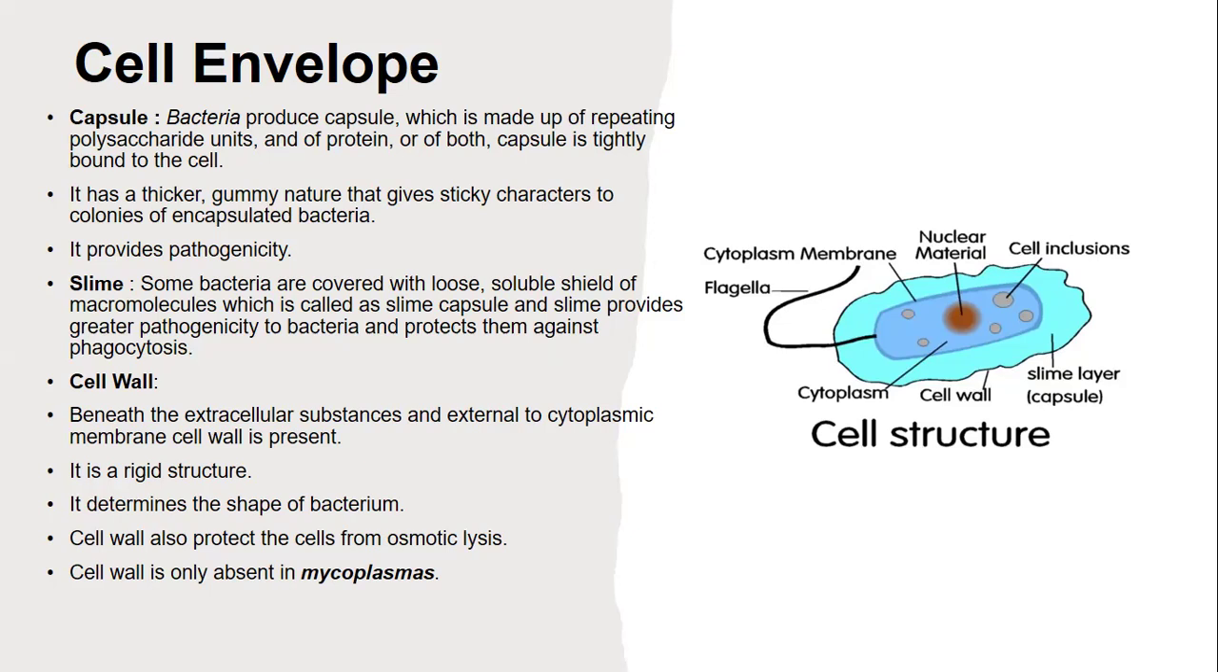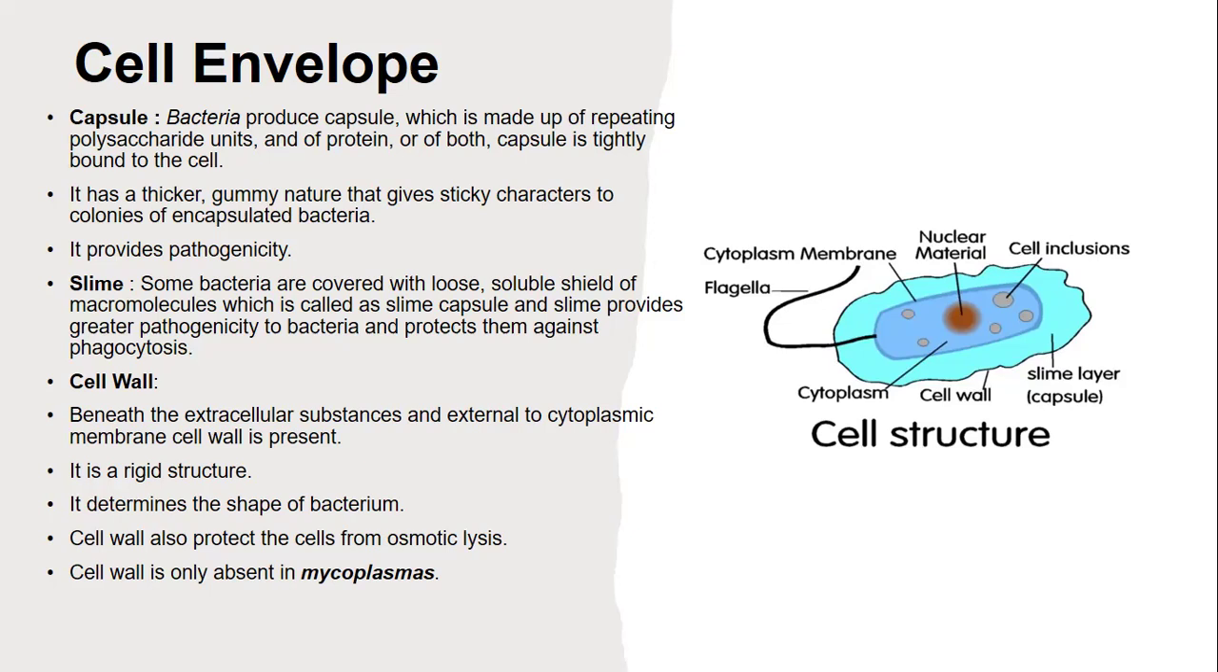Bacteria produce a capsule, which is made up of repeating polysaccharide units and protein, and the capsule is tightly bound to the cell. It has a thick, gummy nature that gives sticky characteristics to the colonies of encapsulated bacteria. It provides pathogenicity. Pathogenicity means that these capsules attach to the host cells, from where bacteria produce diseases. The condition in which bacteria produce diseases is known as pathogenicity.